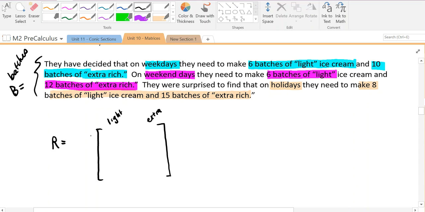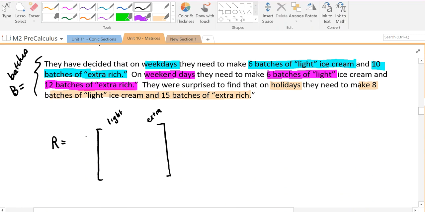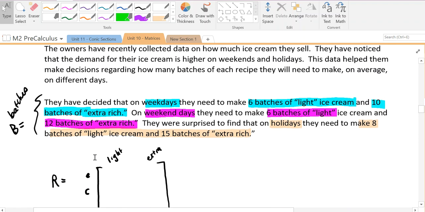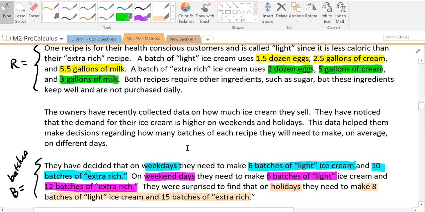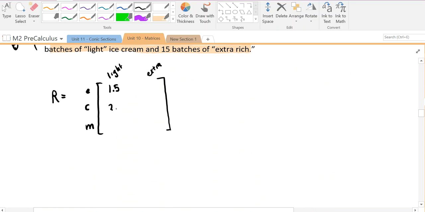Okay, and the ingredients I have are eggs, cream, and milk. So I'm just labeling eggs, cream, and milk. Remember, when we're working with a word problem, it's not uncommon to put little labels on the side. It helps us keep track. So the light needs 1.5 dozen. I'm just writing in dozen because that's how they're probably purchasing it.